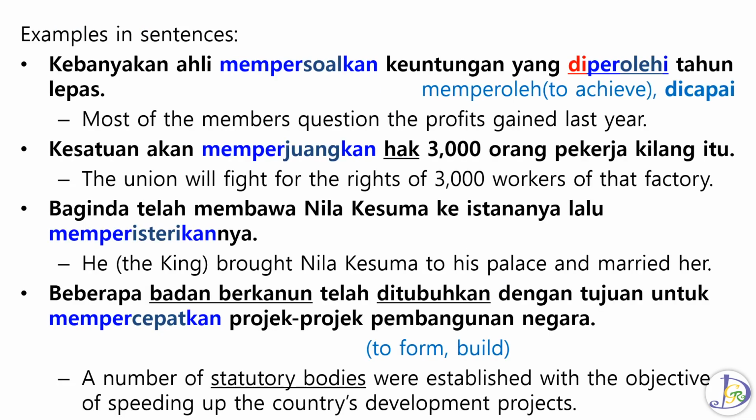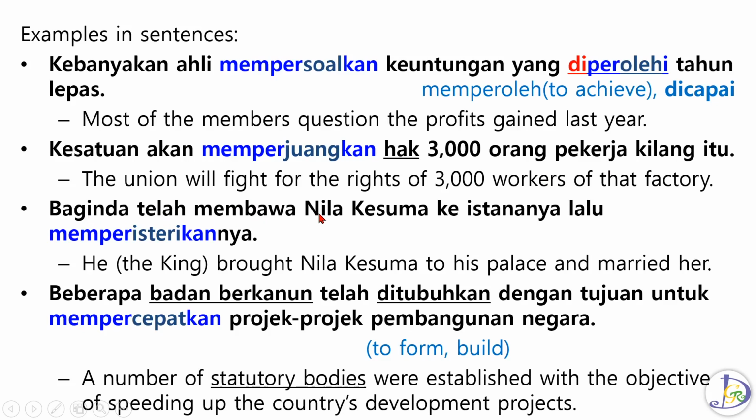Examples in sentences. Kebanyakan ahli mempersoalkan keuntungan yang diperolehi tahun lepas. Diperolehi from the word peroleh, memperoleh, to achieve. Another word is capai. Most of the members question the profits gained last year. Kesatuan akan memperjuangkan hak 3,000 orang pekerja kilang itu. The union will fight for the rights of 3,000 workers of that factory.